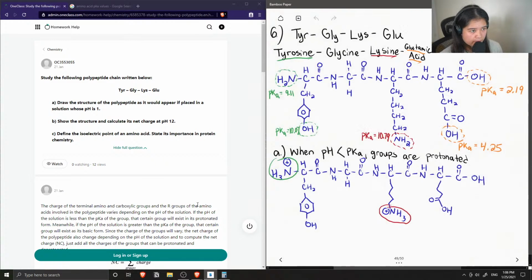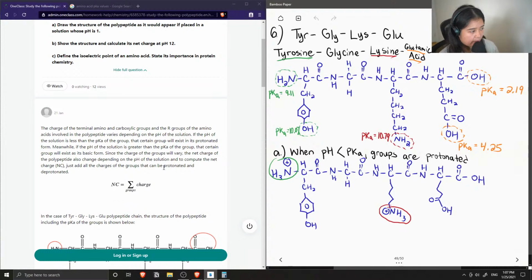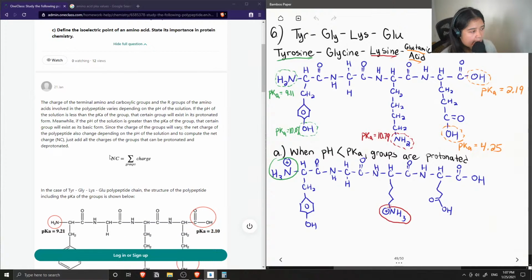So let's see what the junior tutor said. The charge of the terminal amino and carboxylic groups and the R groups of the amino acids involved in the polypeptide varies depending on the pH of the solution. If the pH of the solution is less than the pKa of the group, that certain group will exist in its protonated form. Meanwhile, if the pH of the solution is greater than the pKa of the group, that certain group will exist as its basic form.